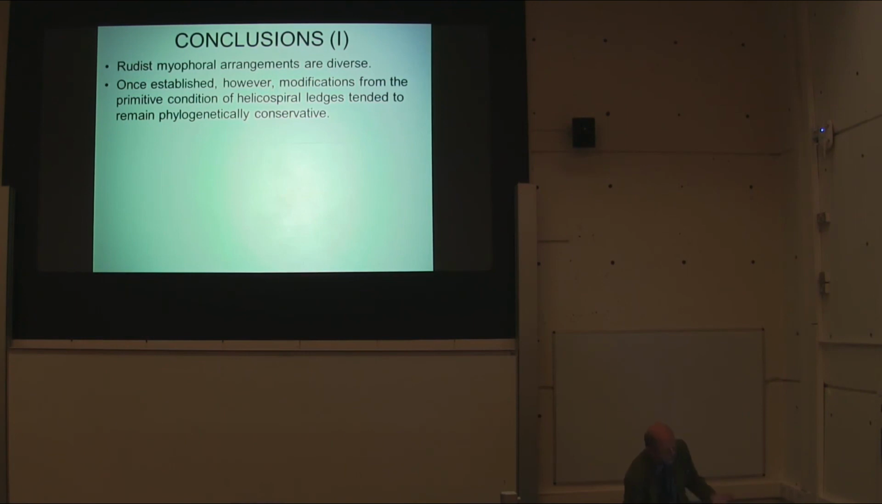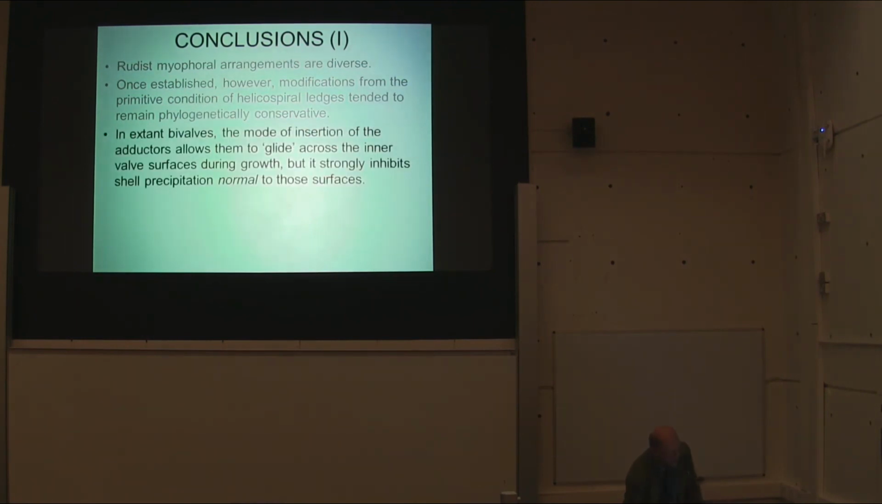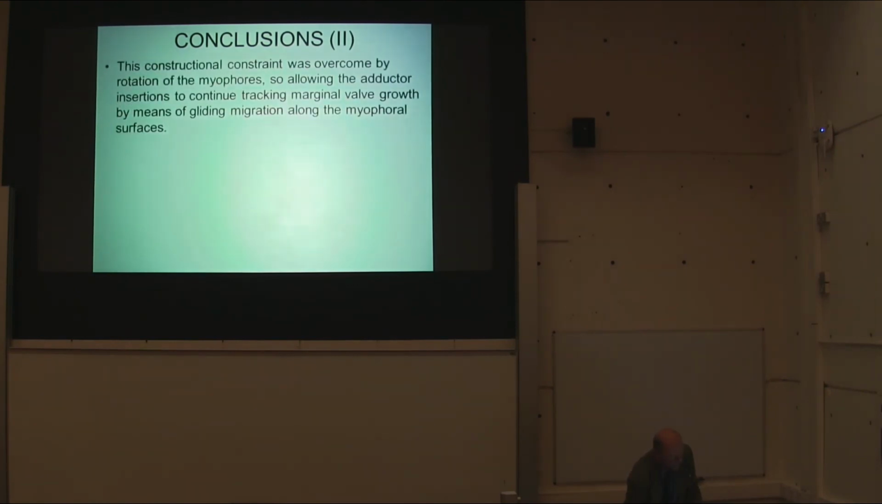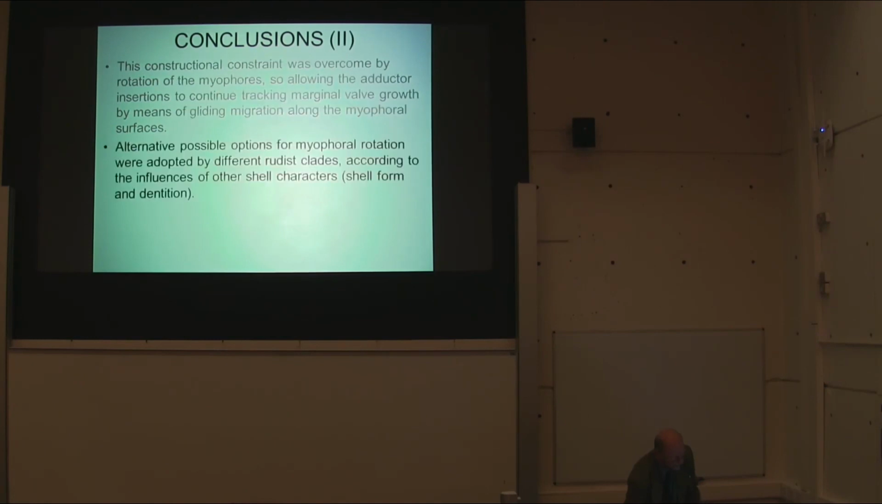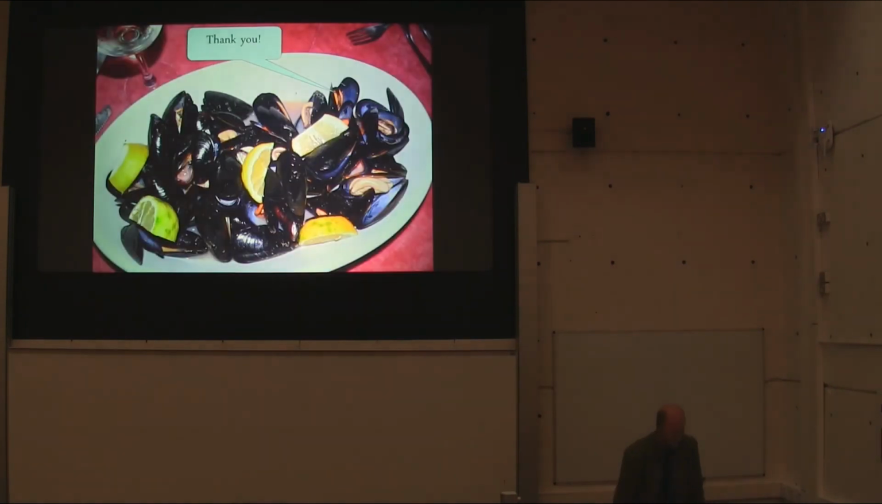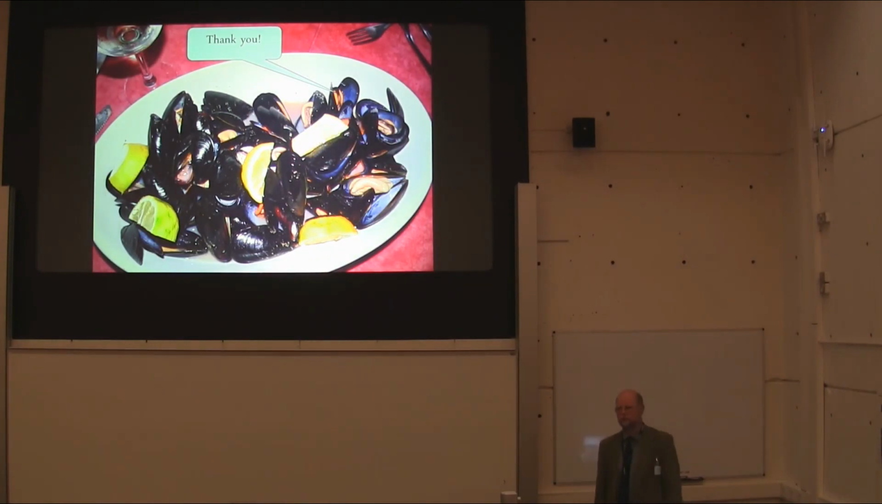So, conclusion: we have lots of different kinds of myophoral arrangements in rudists. Once established, however, they remain taxonomically valid. And that is because of the mechanism that I explained about the attachment of the muscle to the shell. And, okay, that's essentially a summary of the story. Oh, and so it's all down to muscles.